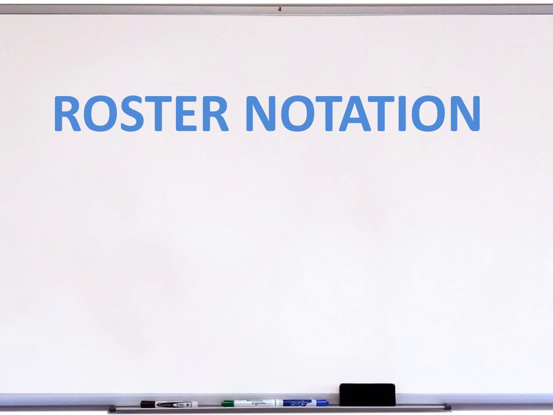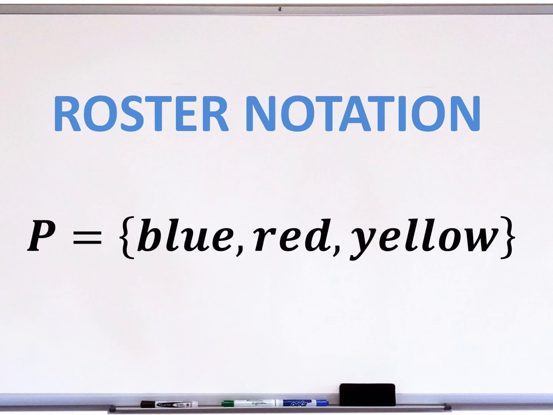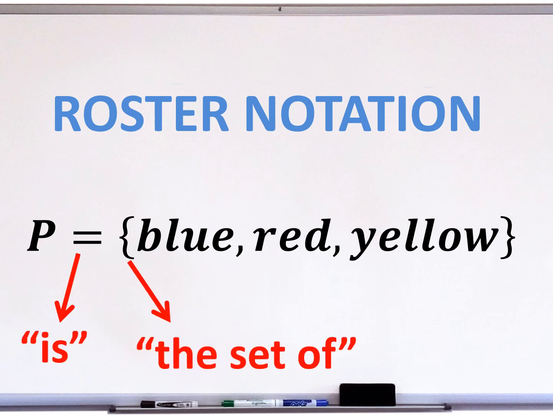An example of a set written in roster notation is this set. If you're going to read the given set, this is read as P is the set of primary colors. Please take note that blue, red, and yellow are primary colors. As you can see here, they are separated by commas and enclosed by braces. Therefore, this set is in roster notation.